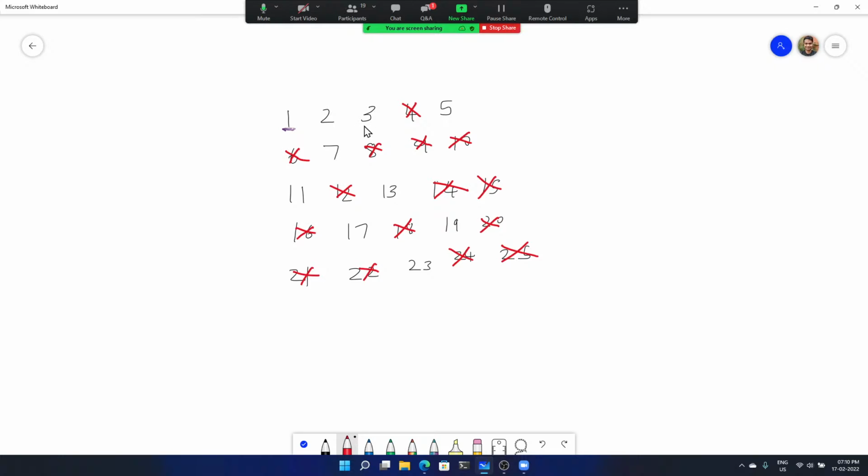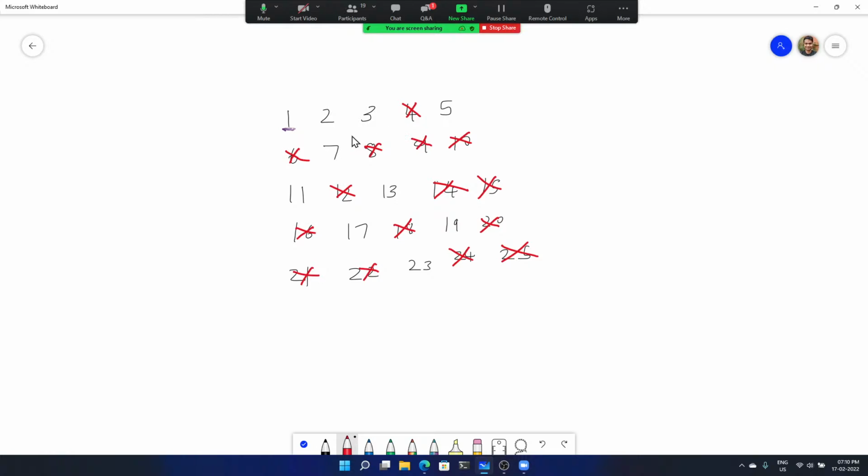We would have already done it for 3. All the numbers less than 7 we would have done. So the next multiple of 7 that we can strike off would be 7 into 7, which would be outside this range, because the square root of 25 was 5. So 5 into 5 itself was 25.